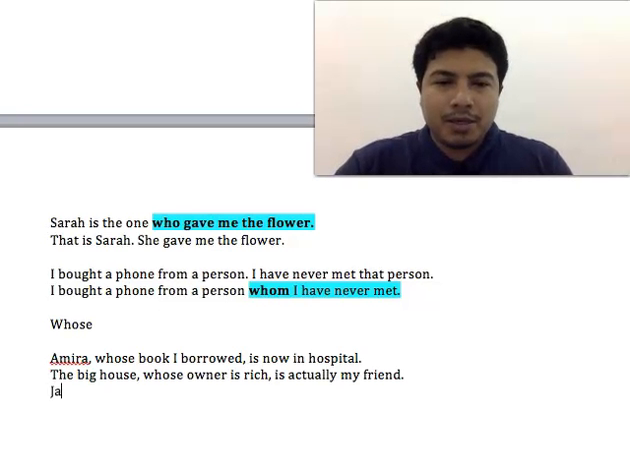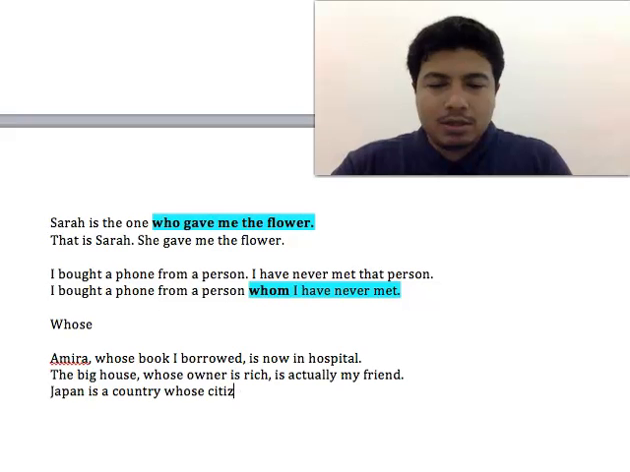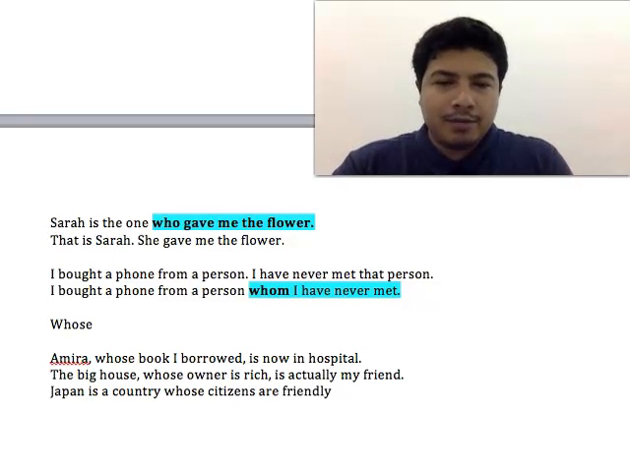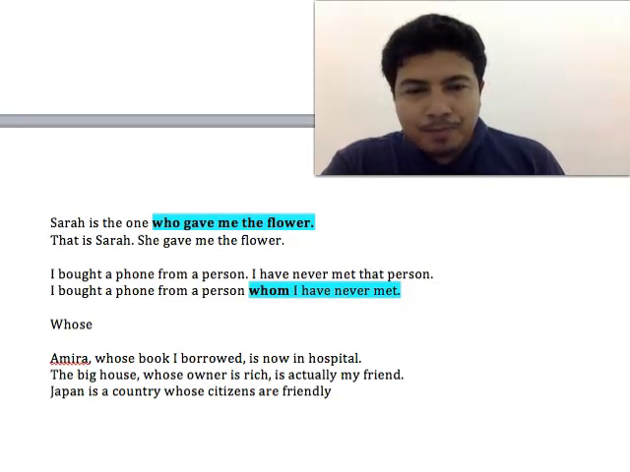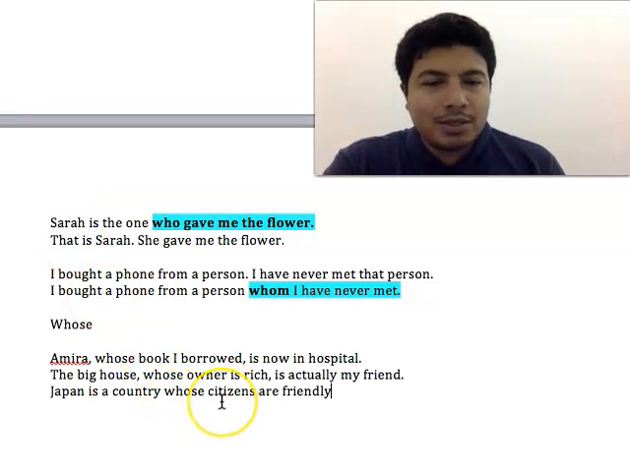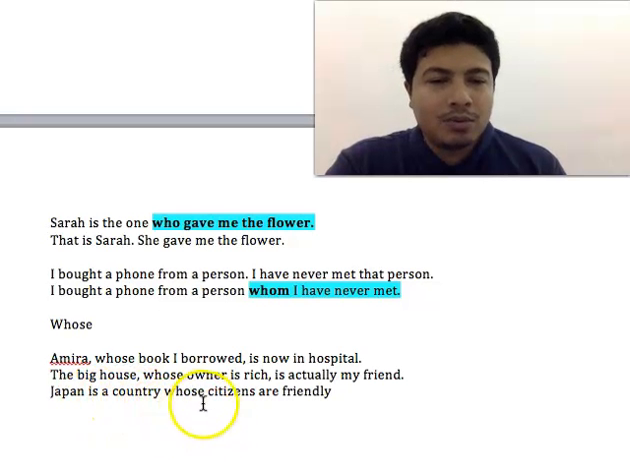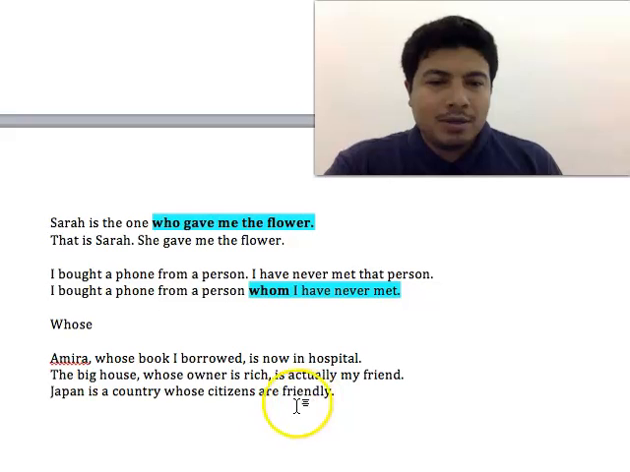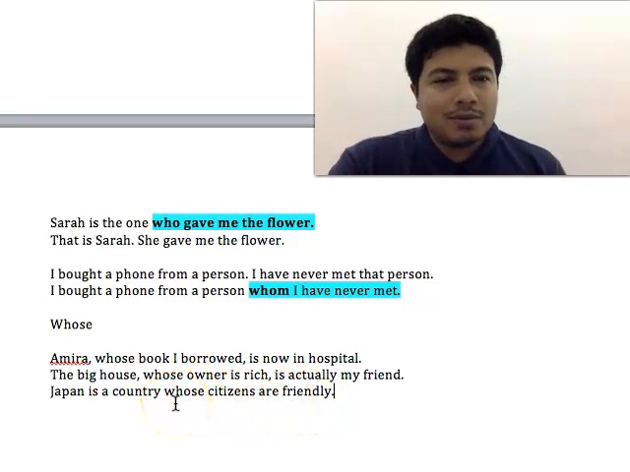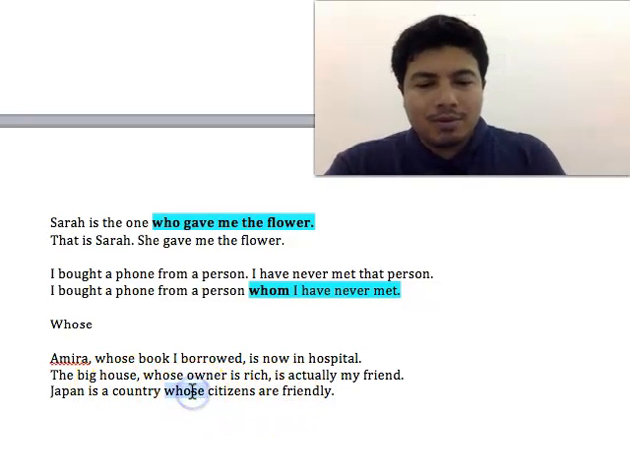Another example would be Japan is a country whose citizens are friendly. So whose here refers to citizens of Japan. So that means the citizen of Japan. Japan is a country whose citizens are friendly. So whose refers to possessions. So Japan and the citizens. So it links Japan and the citizens. So the citizen of Japan that are friendly. So there you have whose there.